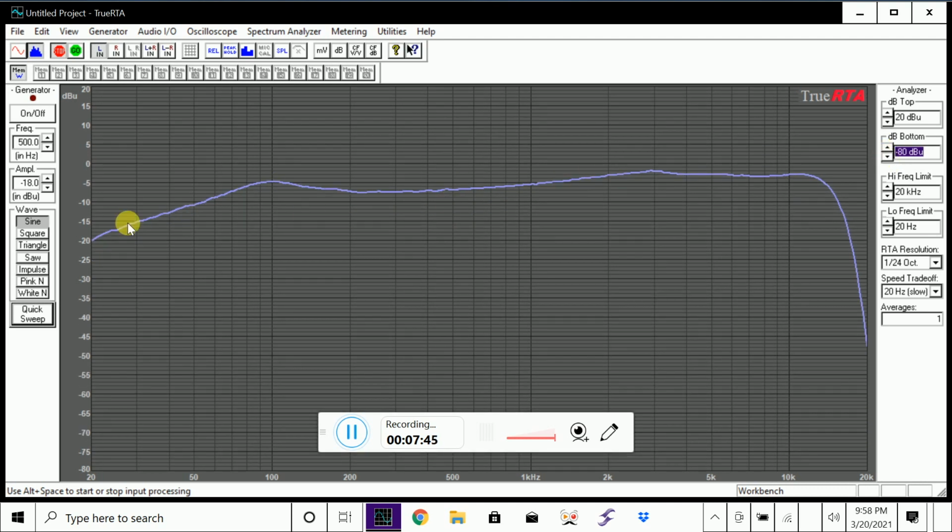Not quite that much. All right. So this is the EQ curve of the amplifier that we're trying to emulate. We're going to save this in memory slot number 1. It's going to appear green from now on.